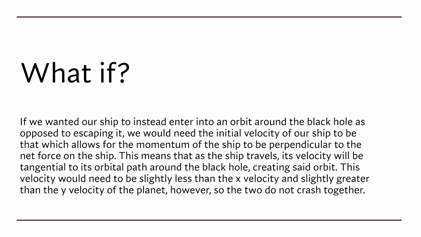And finally, what if we wanted our ship to instead enter an orbit around the black hole as opposed to escaping it? For this, we would need the initial velocity of our ship to be that which allows for the momentum of the ship to be perpendicular to the net force on the ship, which means that as the ship travels, its velocity will be tangential to its orbital path around the black hole, creating said orbit. So if the orbit is going in a circle right here, and we have the velocity tangential to that, it'll keep following that orbit and go around the black hole. This being said, the velocity needs to be slightly less than the x velocity and slightly greater than the y velocity of the planet, so the two do not crash together.